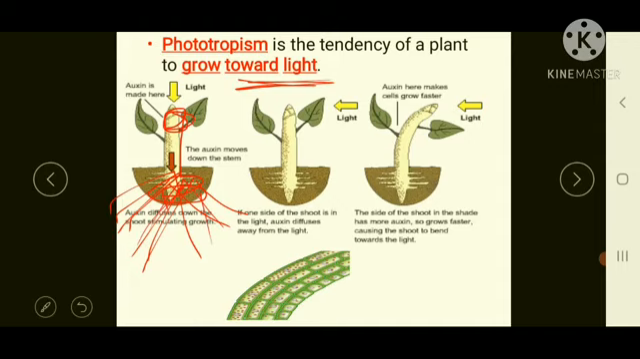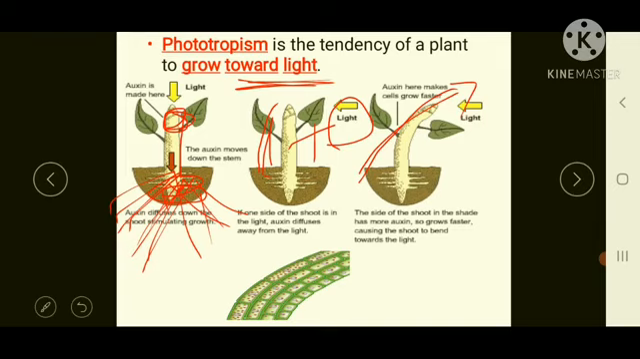Here in this figure we can see that there is a light on one side of the plant. In the presence of light on one side, the auxin present on this side just diffuses to the other side. In this case, the side of the plant in this portion grows actively. So the plant becomes faster growing, causing the shoot to bend towards the light.